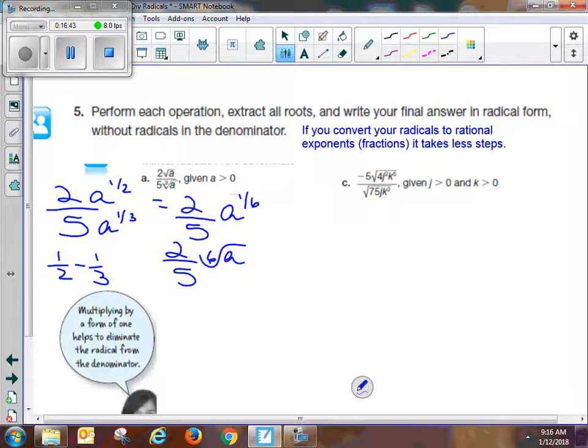Okay, you're not done. Yeah. Okay. So let's see what we can do. They're both square roots, so this is good. We can put it together inside one radical.